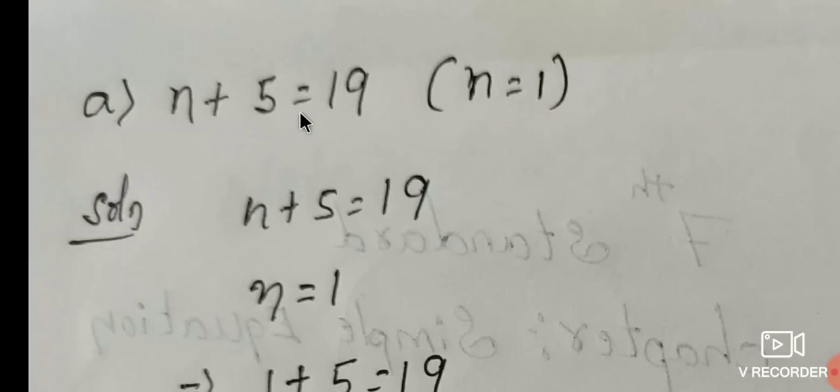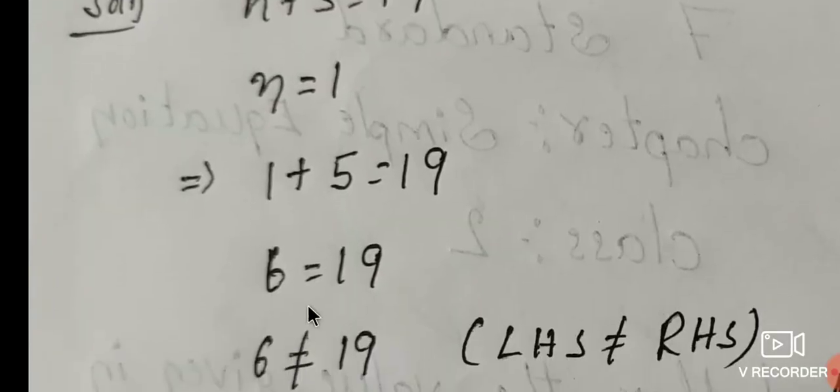Next, we have to check whether the given value is a solution for this or not. Here the variable is n, small letter n, and these two are constants. This is addition. So n plus 5 is equal to 19. The value of n is equal to 1. Next step is very simple. We have to substitute the value of n. That is, n is equal to 1 means in the place of n we put the value 1.